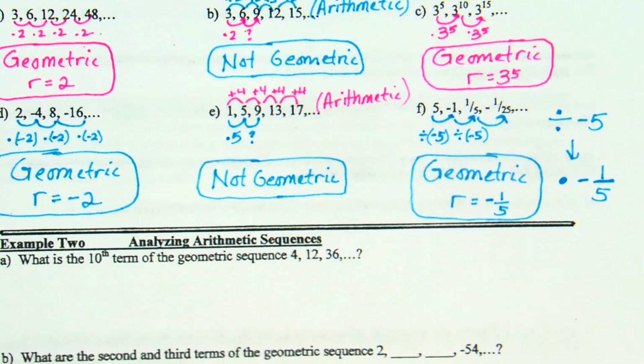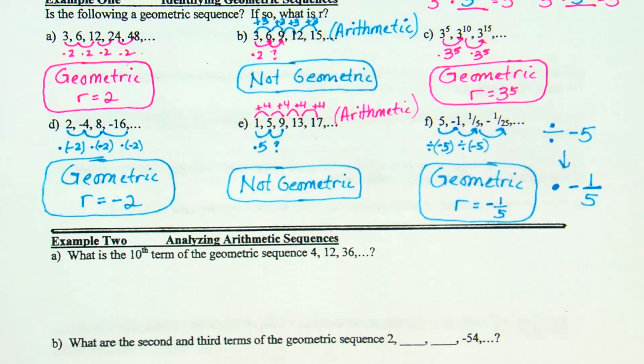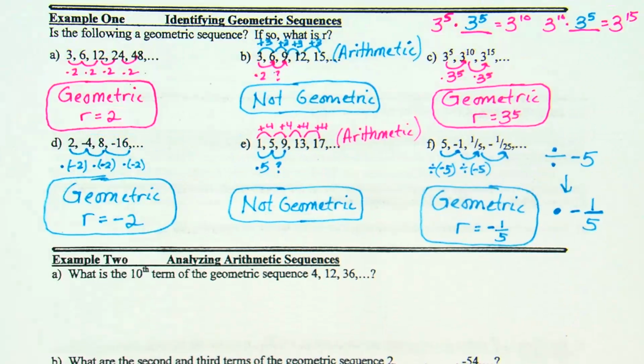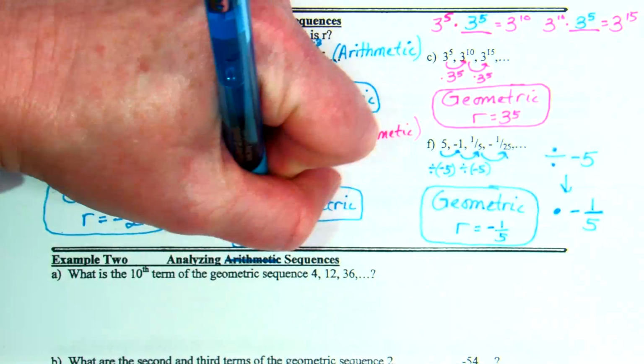Here's what I'm going to say. That is where my morning class got to. That is kind of a good stopping point before we go into the next section. So, tomorrow we will pick up in example 2 where we'll be analyzing geometric sequences.